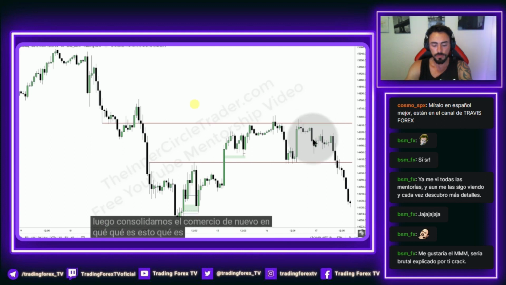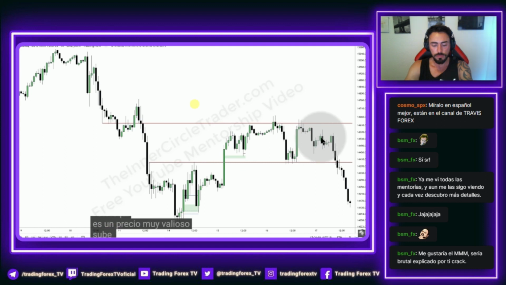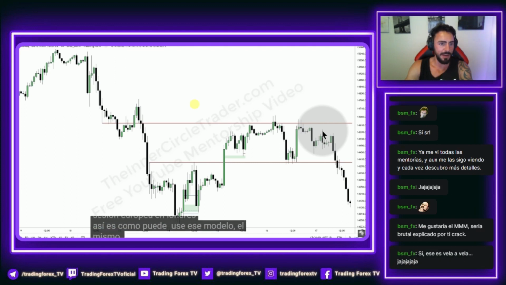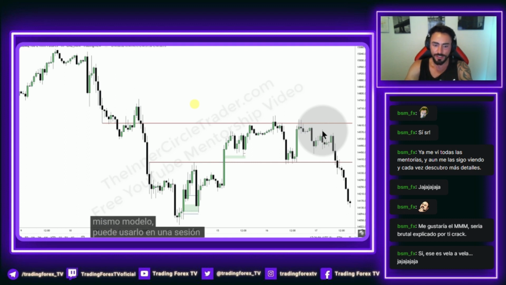What is this? What's this right here? It's a fair value gap. Price goes up, rebalances that there. And it's doing it at what time of day? Not New York. It's overnight. European London session. That's just how you can use that model. The same model, you can use it in an Asian session. You just ain't going to get a lot of movement because it's typically not a lot of movement at that time of day.